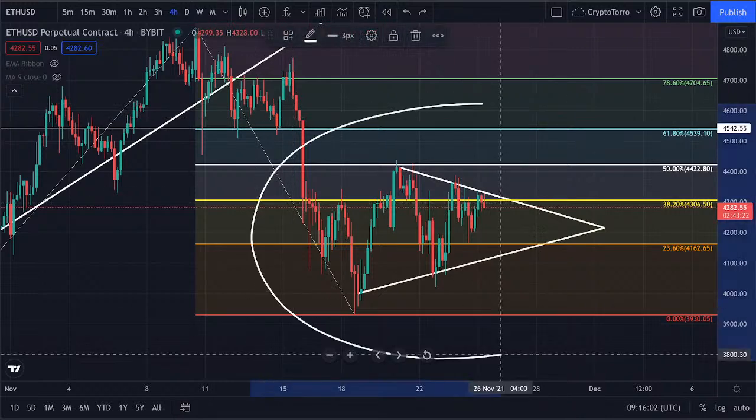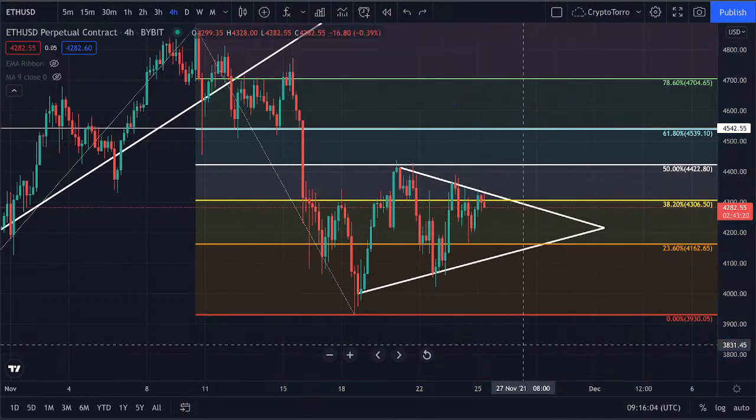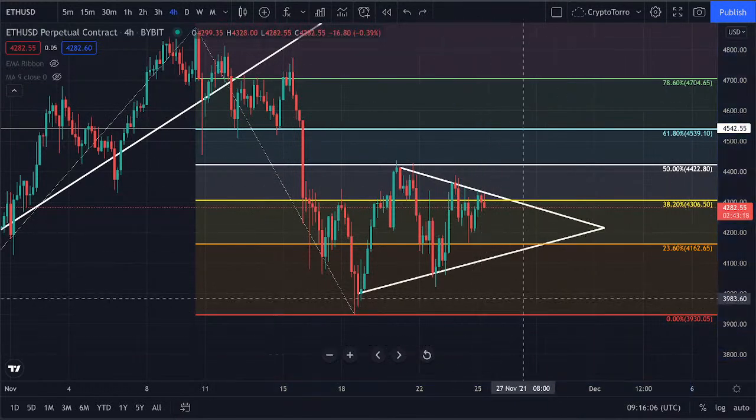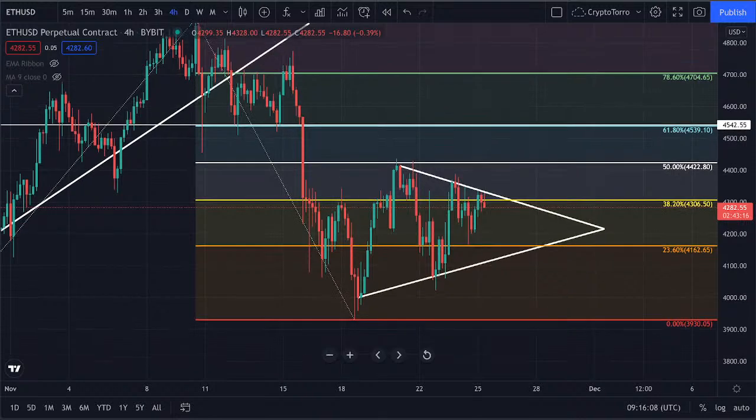So this pattern actually does look very healthy to me, and it's something you would for sure like to monitor very closely on Ethereum right now. This being said, let's take a quick look at the RSI.